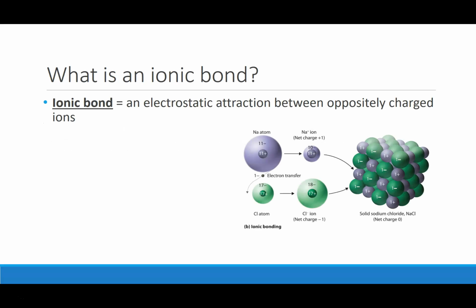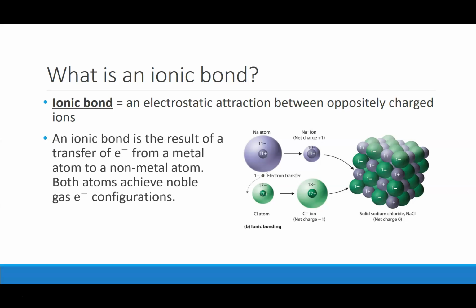An ionic bond is defined as an electrostatic attraction between oppositely charged ions. It is the result of a transfer of one or more electrons from a metal atom to a nonmetal atom. The metal atom becomes a cation, and the nonmetal atom becomes an anion. Both atoms achieve complete valence shells as a result of the transfer. The positive metal ion is attracted to the negative nonmetal ion. That attraction is the ionic bond, and the resulting compound is an ionic compound.